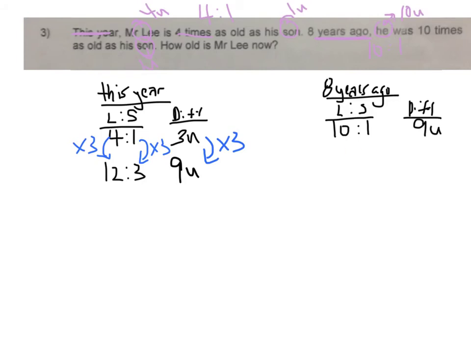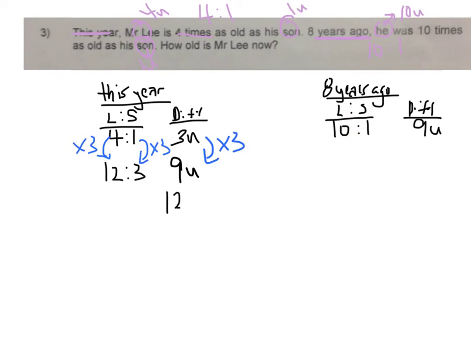Now when we read the question, the only exact numbers that they have given to us is actually this 8 years. So how can I use this 8 years ago? Well, I know that this year, Mr. Lee is 12 units, and the son is 3 units. But 8 years ago, Mr. Lee is 10 units, the son is 1 unit. Which means that if I'm going to use Mr. Lee only, if I use 12U minus away 10U, the difference is actually 8 years, right?